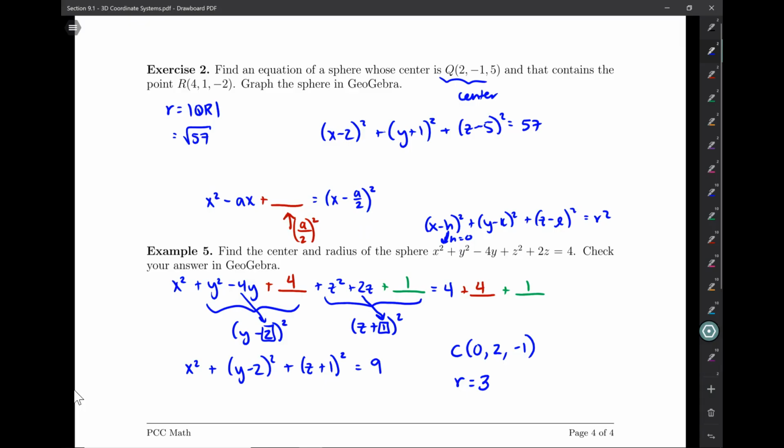Well, I hope you enjoyed exploring 3 dimensions. We're going to continue to keep looking at that. We're going to be looking at vectors in 3 dimensions, in 3 space, and we'll see some applications, and we'll see some really cool graphs of surfaces in 3 dimensions as well.